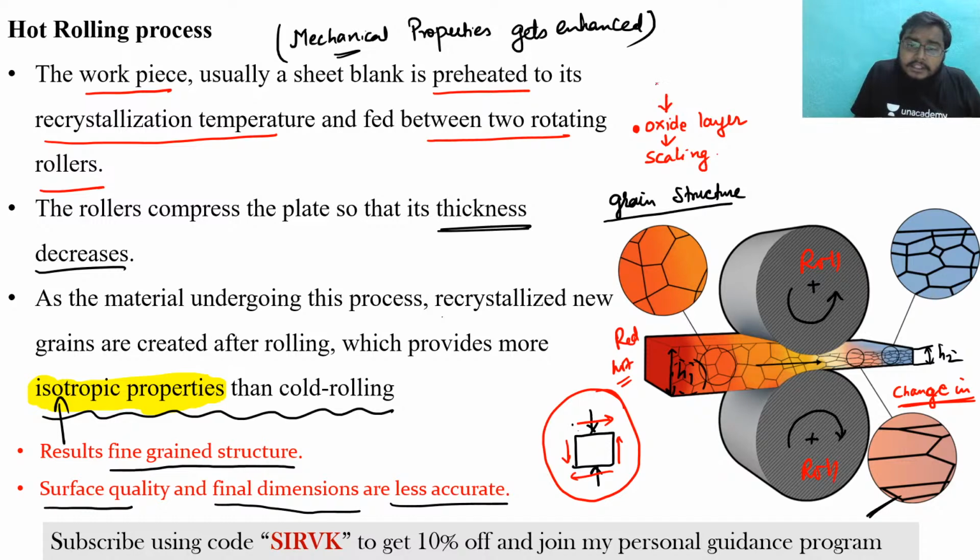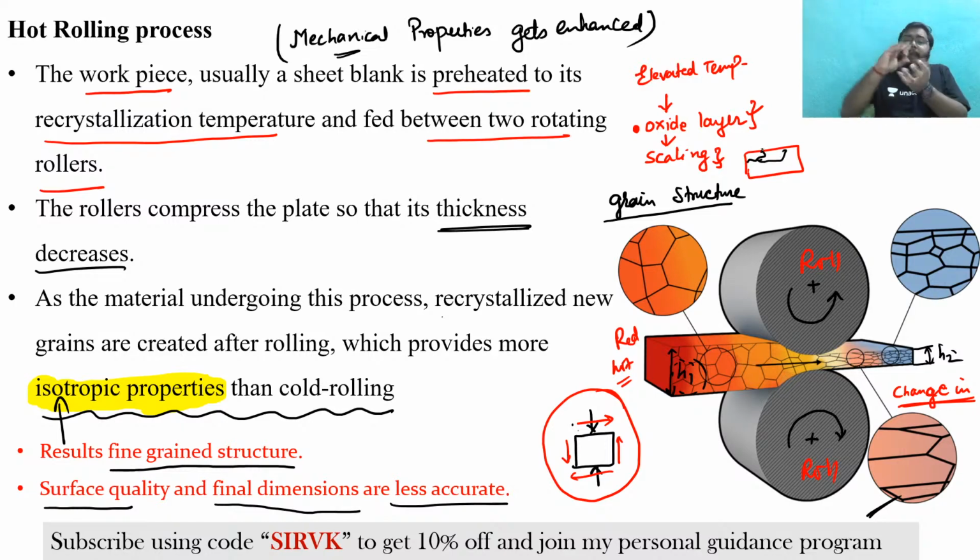Earlier, this metal is subjected to elevated temperature. At the elevated temperature, the material has a tendency to form an oxide layer. Now when the oxide layer is formed, scaling would be there. Suppose this is the metal, so on the metal, my scaling would be like this. The upper part of the metal undergoes some scale formation, and that is the scaling, and hence we are not getting a good surface finish.